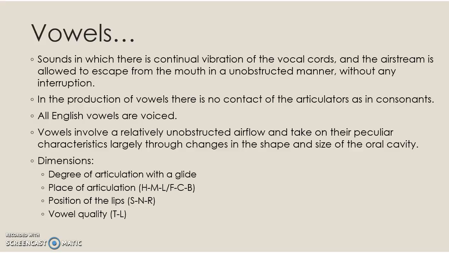The first one is the degree of articulation with a glide, if there's a glide present or not. The place of articulation, so we're going to have vowels that are high, others mid, others low, and also front, central, and back. The position of the lips: are they going to be spread, neutral, or rounded? And finally, the vowel quality, which refers to how much tension you put on the muscles when you pronounce these sounds. So according to vowel quality, vowels can be tense or lax.